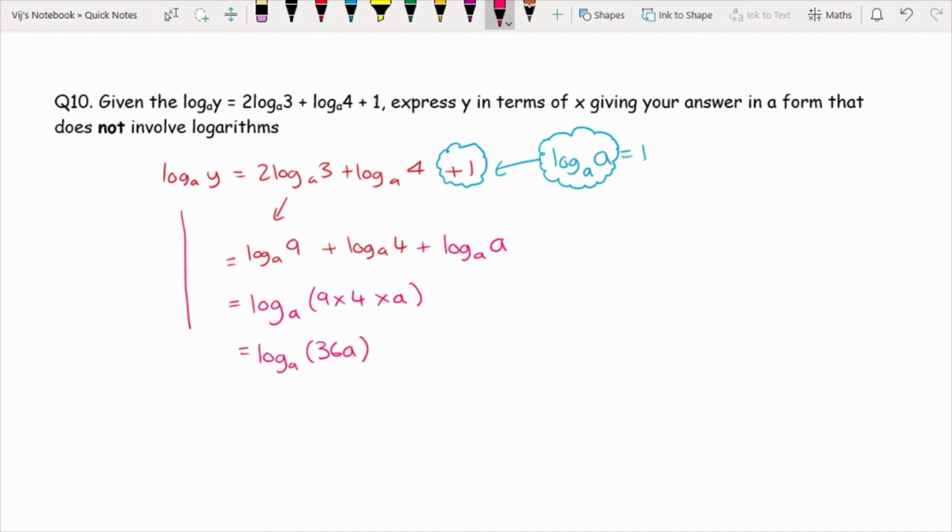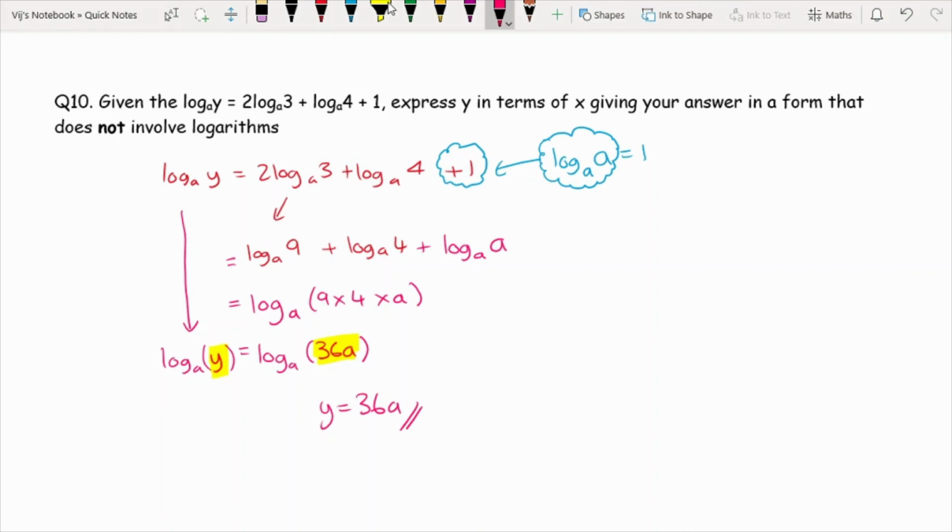And if I drag this back down, I've got log_a of y. So what that therefore means is that as both sides are log base a, this bracket must equal this bracket, leaving me with y equals 36a, and there is our final answer.